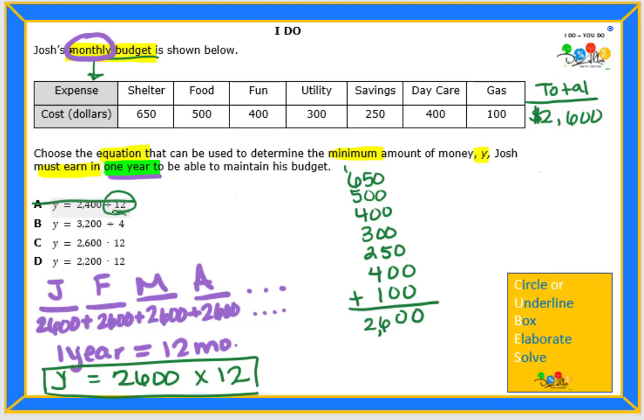B also says to divide, and it doesn't have the 2,600. C looks perfect. It has a 2,600, which was my monthly budget. And remember that the dot means times. Okay, so this one looks good. And here we have times 12, but it says 2,200. And so that total for the monthly budget is not accurate. So the correct answer is C.